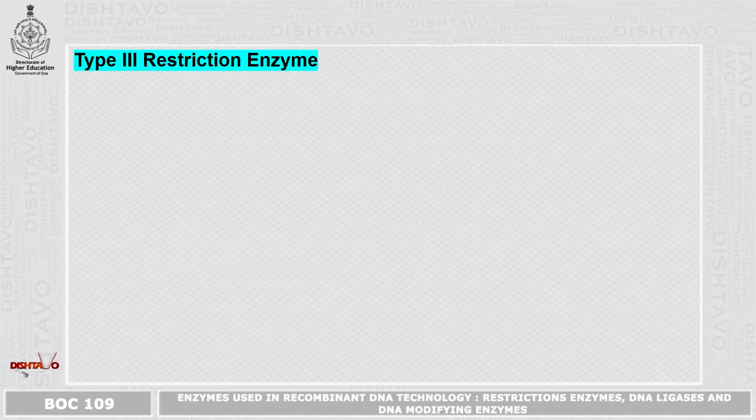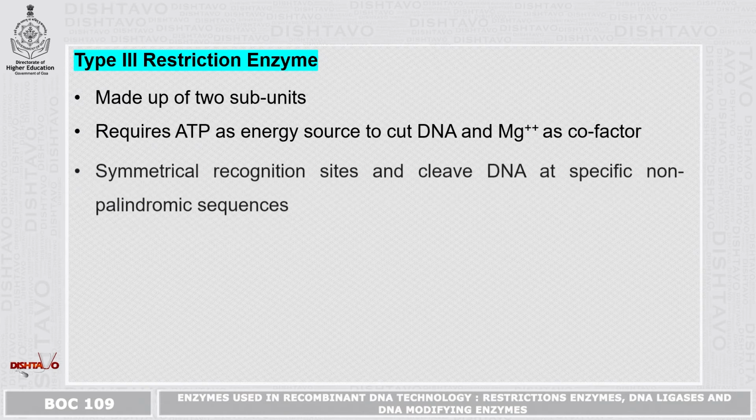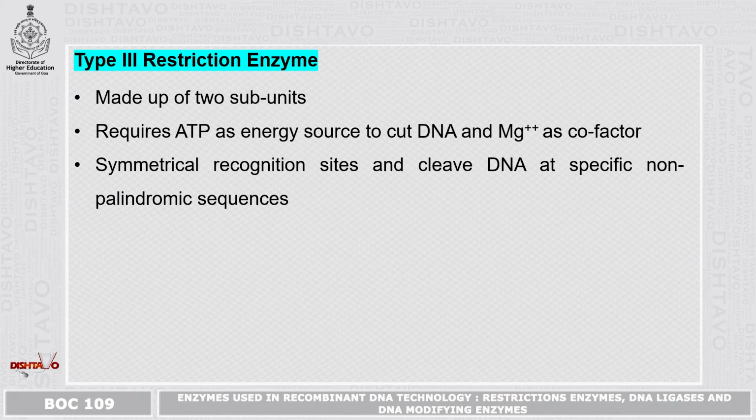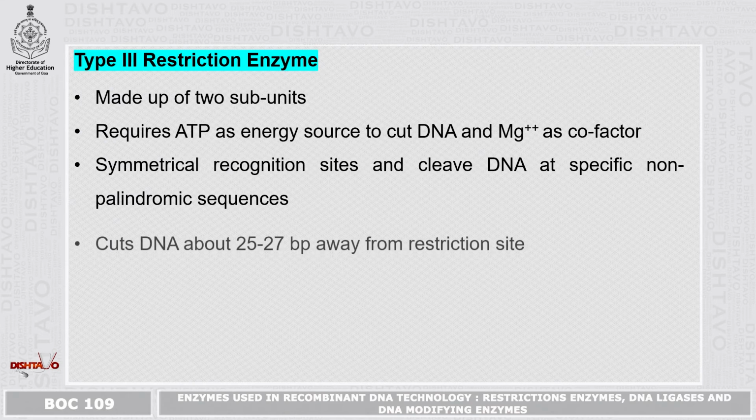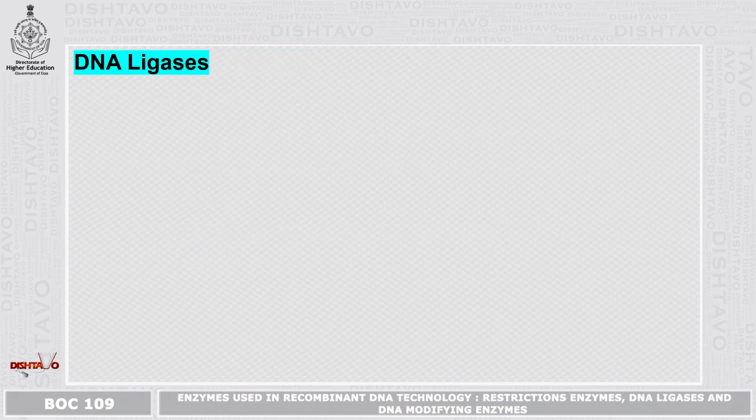Now let us study about type 3 restriction enzymes. They are made up of two subunits, one for site recognition and modification and the other for cleavage. They require ATP as energy source to cut DNA and Mg2+ as cofactor. They have asymmetrical recognition sites and cleave DNA at specific non-palindromic sequences. They cut DNA about 25 to 27 base pairs away from the restriction site. Examples are HpaI, MboII, etc.